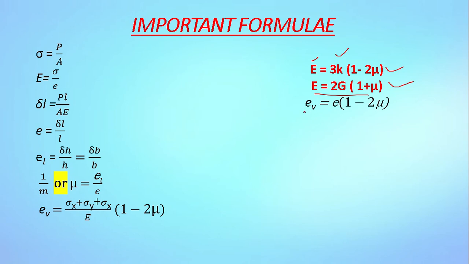Next, volumetric strain is equal to linear strain in bracket 1 minus 2 mu. This is for a one-dimensional stress system. It also doesn't have any unit. Next formula, bulk modulus K is equal to direct stress divided by volumetric strain. As stress has unit Newton per mm square and volumetric strain doesn't have any unit, the unit for bulk modulus is Newton per mm square.